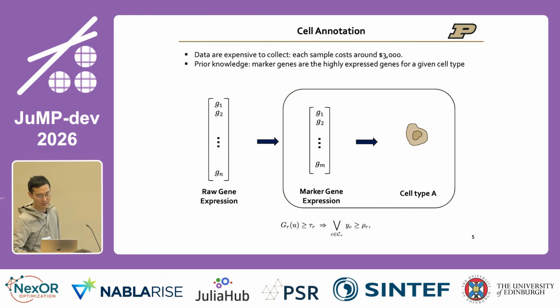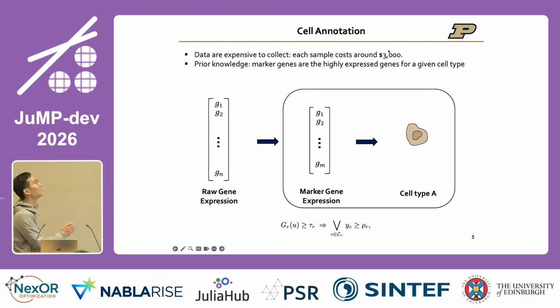But these experimental techniques are very expensive. So I talked to one of my colleagues doing this type of research. Each of the samples costs around $3,000. For some of the cells, you don't have a lot of data. You don't want to spend too much money on just running experiments to train your machine learning model.